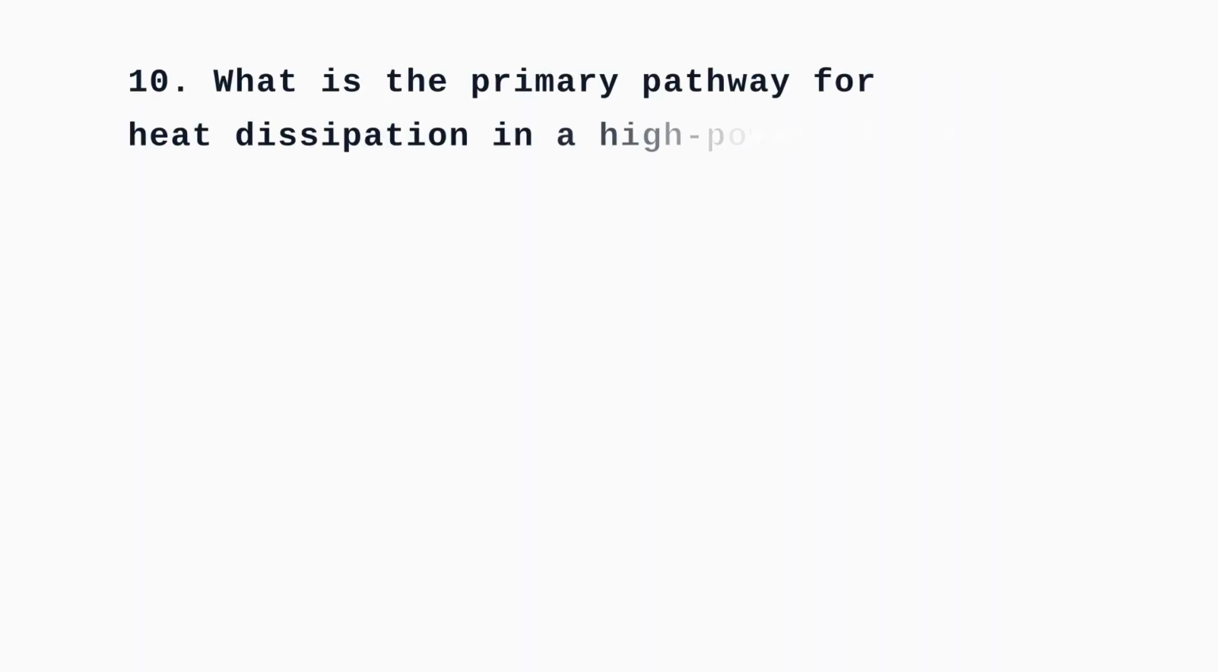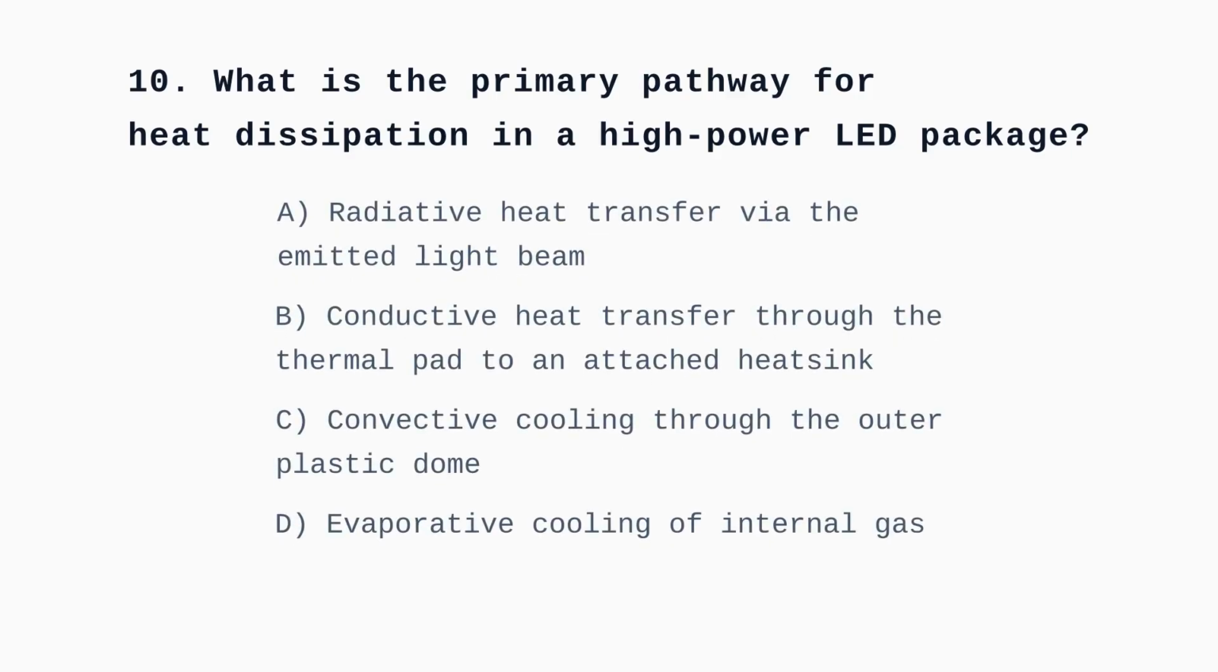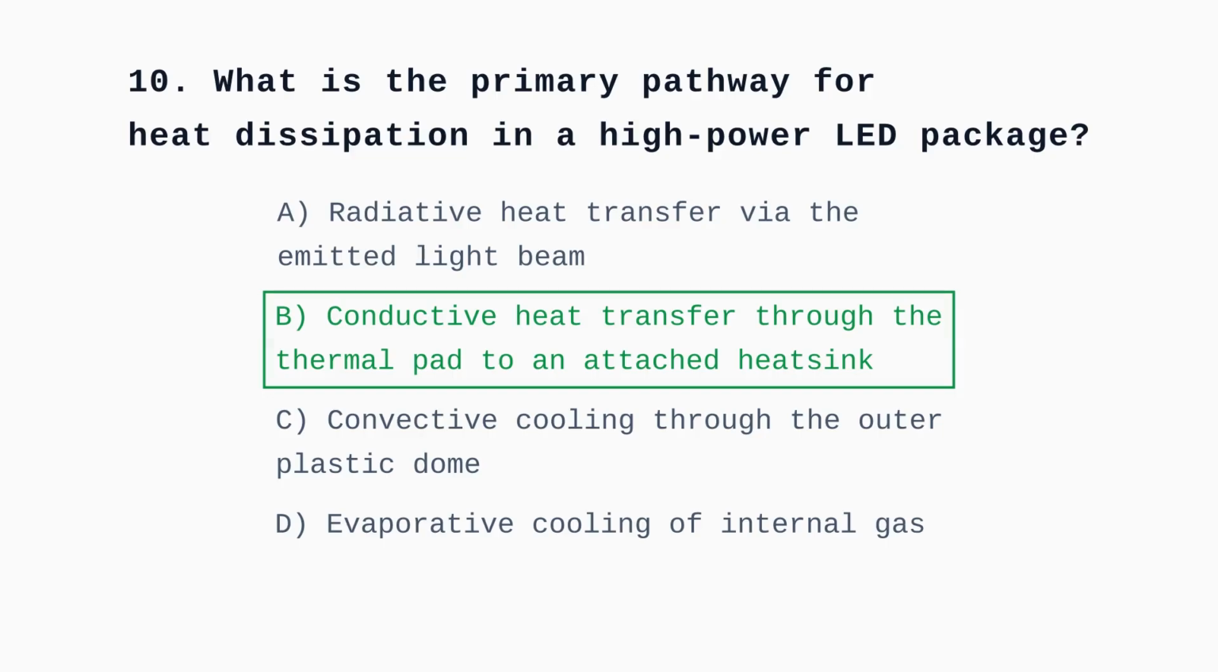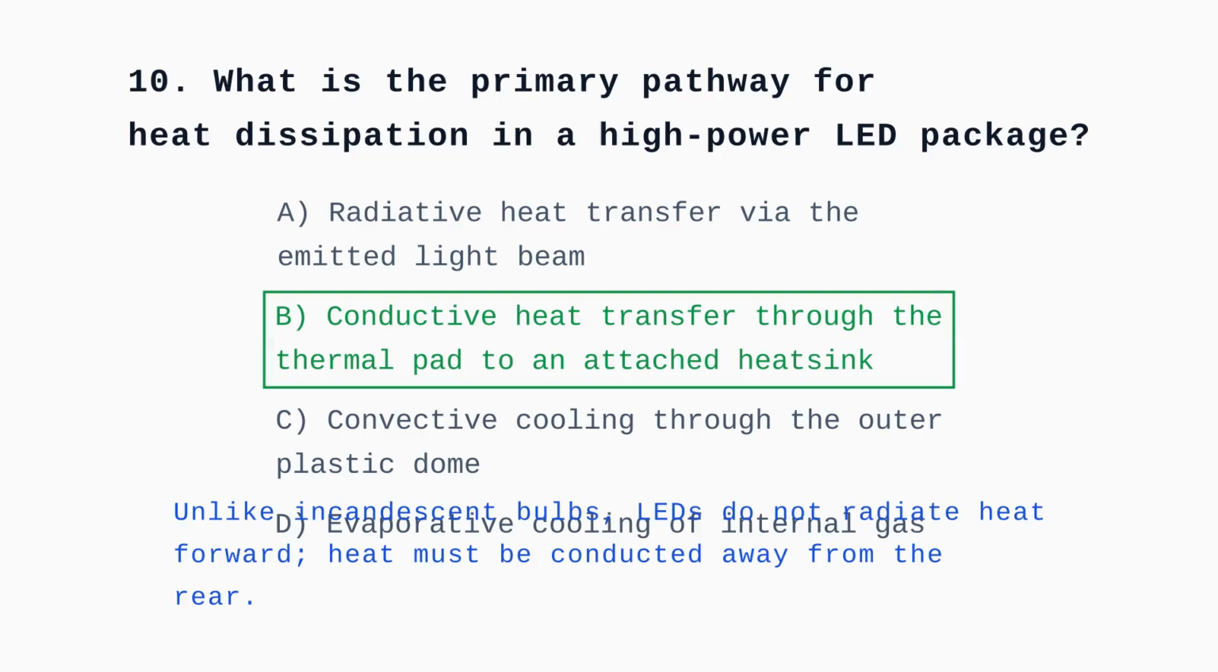Question 10. What is the primary pathway for heat dissipation in a high-power LED package? LEDs do not emit infrared radiation in their beam. Nearly all waste heat is concentrated at the tiny junction, requiring low-resistance solid-state conduction to an external heat sink.